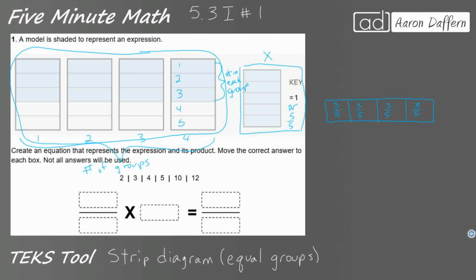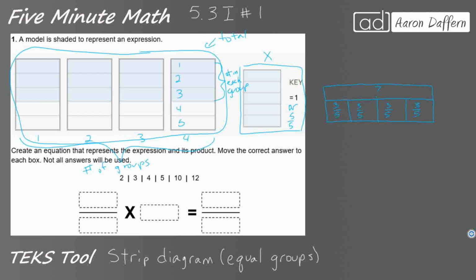All right, so the only thing I'm really missing here: I've got the number of groups, I've got the number in each group. What I need here is my total. That's going to be what's in that circled area. And so we could represent that with a bar up above, like this, and we can just put a question mark. All right, so there's our expression in the strip diagram.